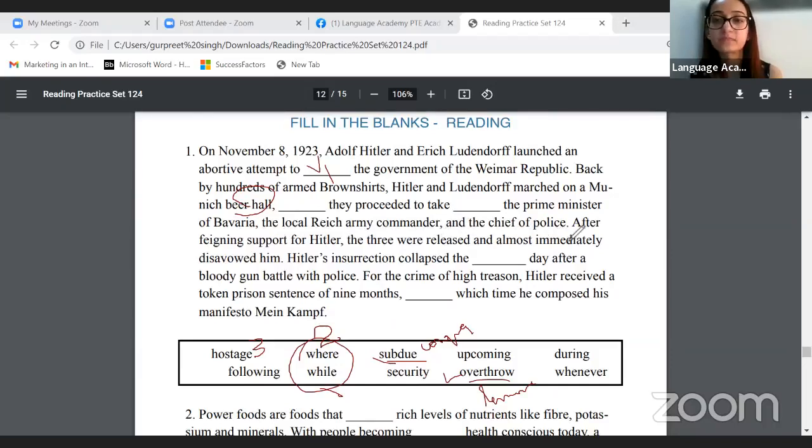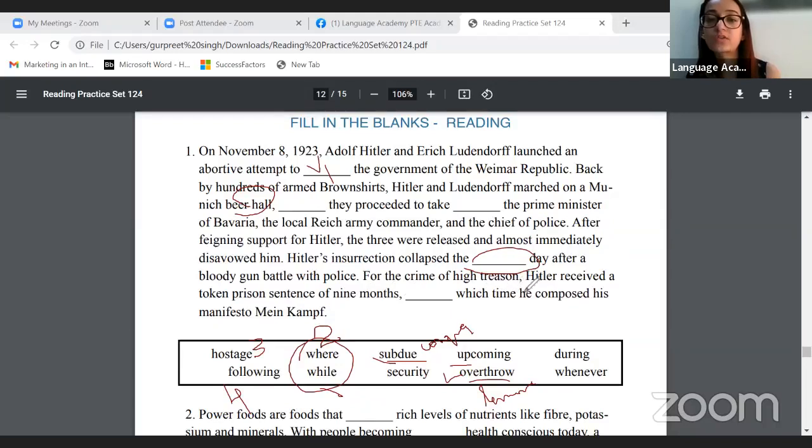of police. After feigning support for Hitler, the three were released and almost immediately disavowed him. Hitler's insurrection collapsed the day after a bloody gun battle with police. The sentence is complete, still we have a blank. So which day: next day, following day, same day, anything like that will work, but not upcoming day. Upcoming means which is yet to happen, yet to come. So it's better to say the next day, the following day, the insurrection collapsed after the gun battle.